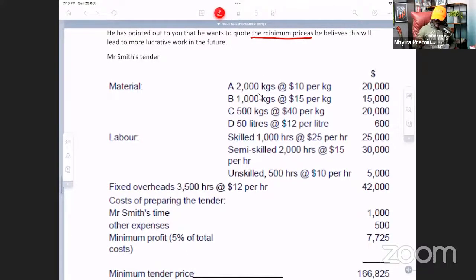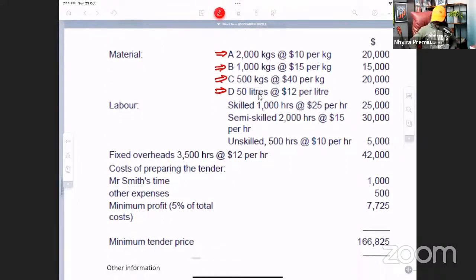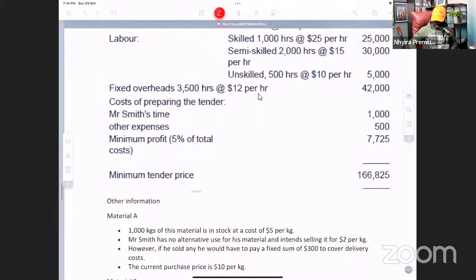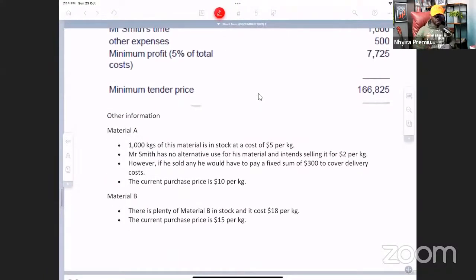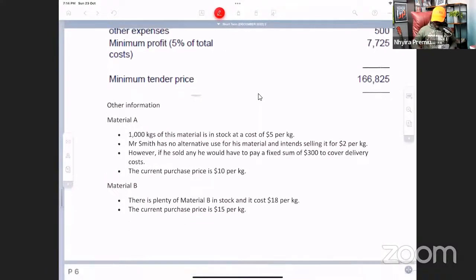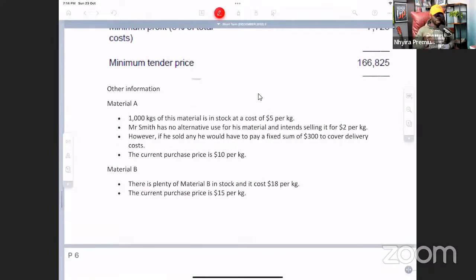Materials. So there are 4 types of materials here, but there are notes attached to them. So let's go to the notes and look at it. Other information. Please stay with me carefully. As always, when it comes to relevant costing analysis, you must understand the scenario very well so that you know exactly what you're supposed to do. So let's see what we got.